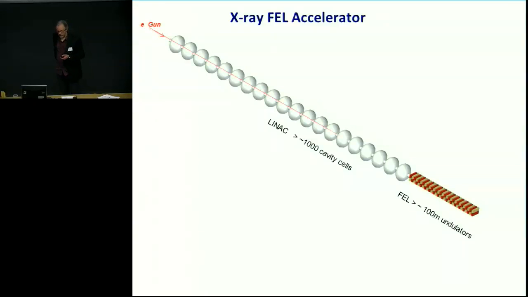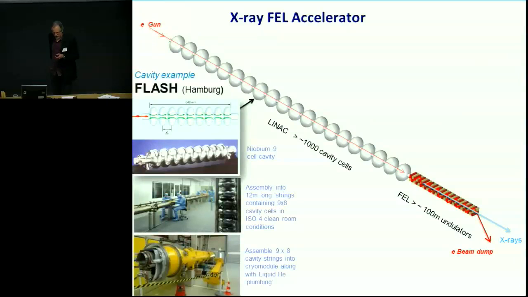Okay, so electrons go through, wiggle, wiggle, wiggle, X-rays out. The electrons are just dumped. They're useless. You can't feed them back, except under special circumstances. But that's mostly, in principle, an X-ray FEL accelerator.